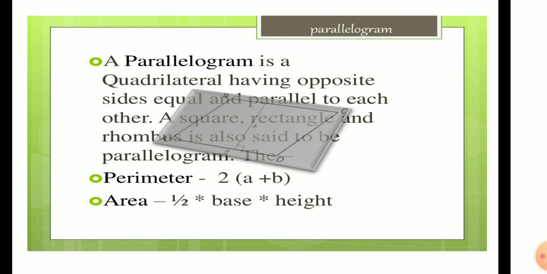A parallelogram is a quadrilateral having opposite sides equal and parallel to each other. Okay, it means a square, rectangle and rhombus are also said to be parallelograms. And the perimeter of a parallelogram, you are aware, is 2(a + b), and the area is base into height. We have the derivation also for this purpose, to prove the area of a parallelogram is base into height.